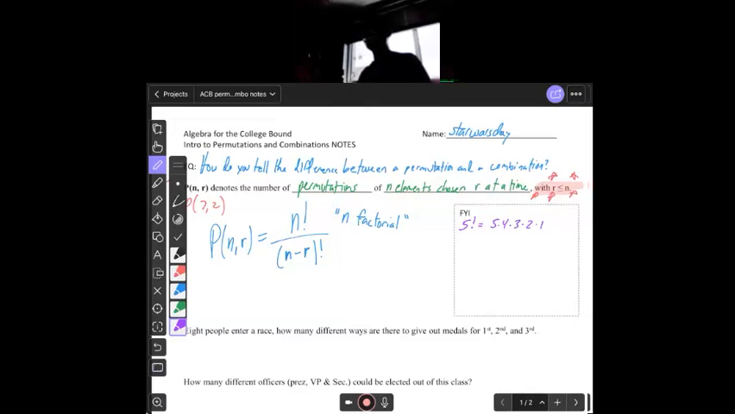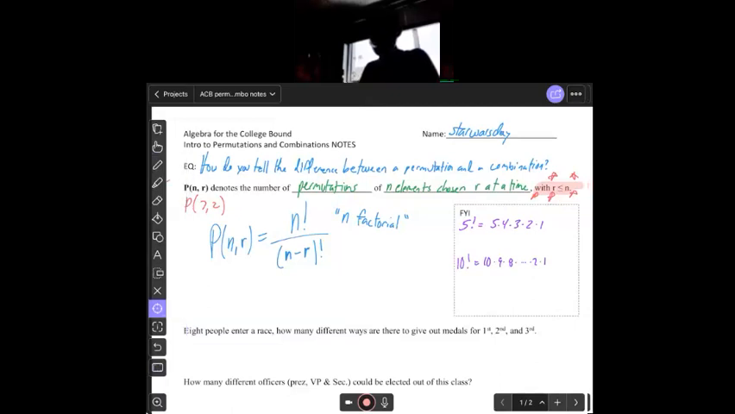So 10 factorial would mean 10 times 9 times 8 times and so on, times 2 times 1. So 10 factorial, 5 factorial, is shorthand for doing all this multiplication.